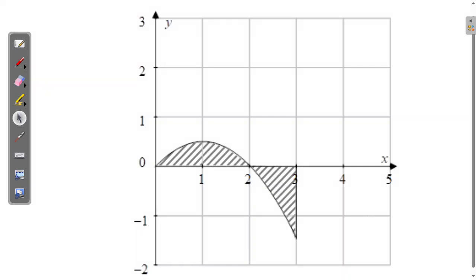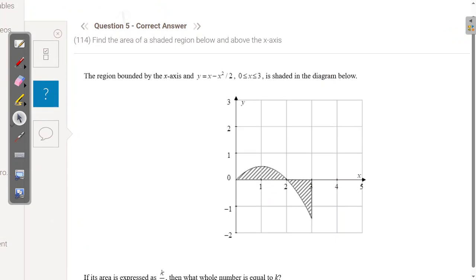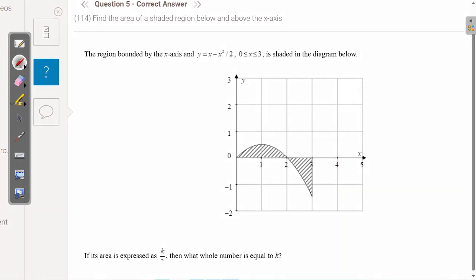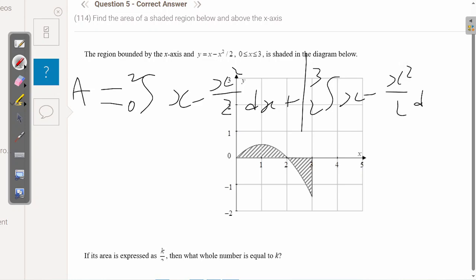So if you want the total area, we always put absolute value for the negative one. Okay, so let's start. What's the equation? x minus x squared over 2. So the area is equal to the integral from 0 to 2 of x minus x squared over 2 dx, plus the integral from 2 to 3, absolute value, of x minus x squared over 2 dx.